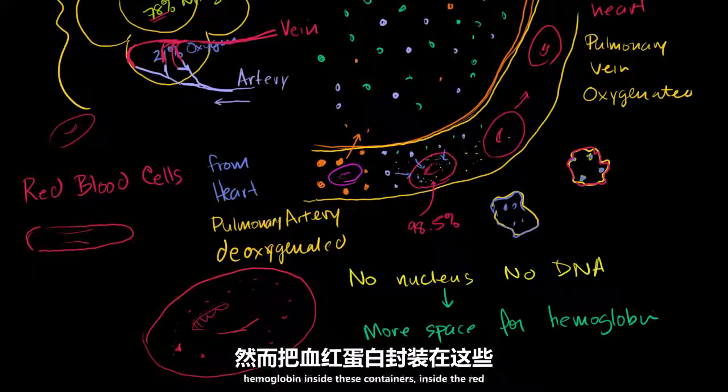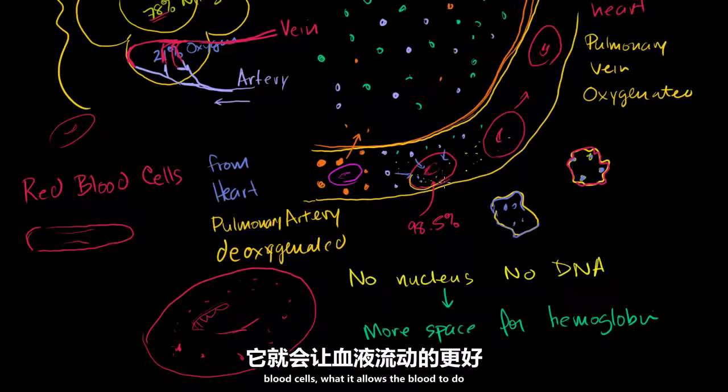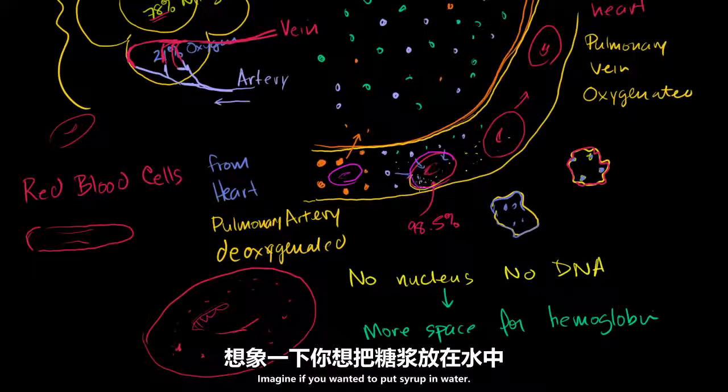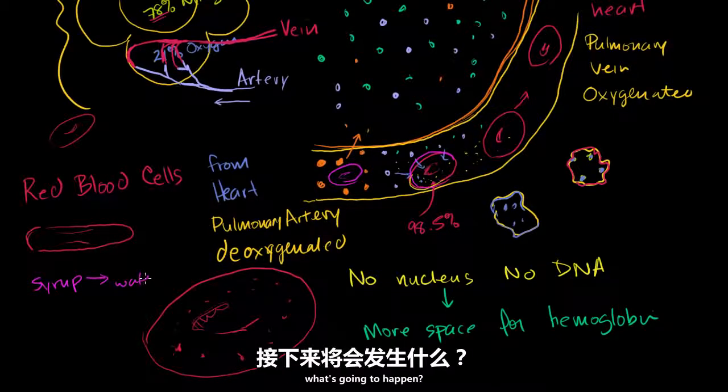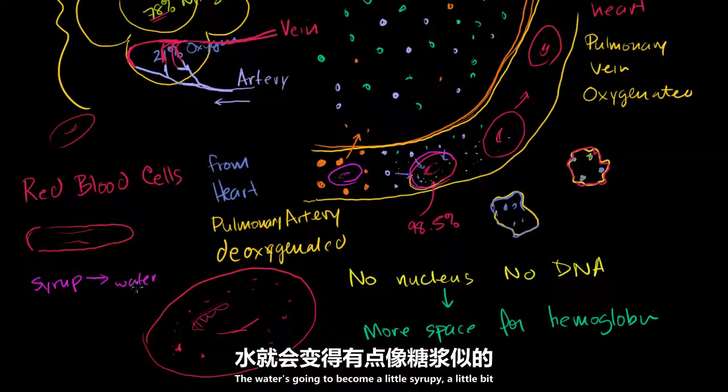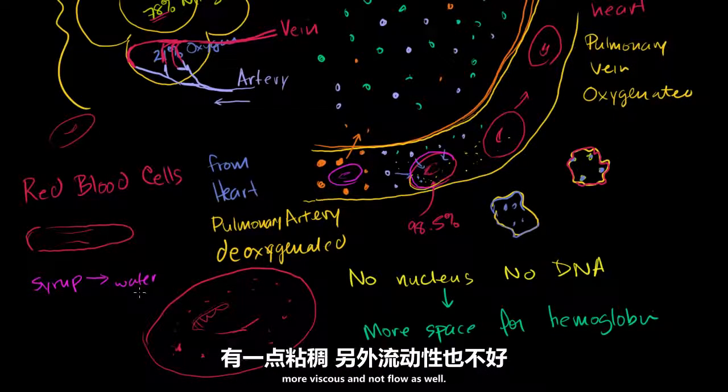And by packaging the hemoglobin inside these containers, inside the red blood cells, it allows the blood to flow a lot better. Imagine if you wanted to put syrup in water. If you just put syrup straight into water, what's going to happen? The water is going to become a little syrupy, a little bit more viscous, and not flow as well.